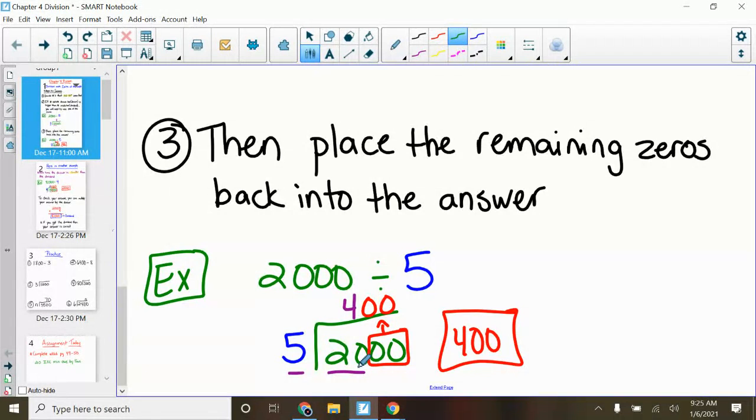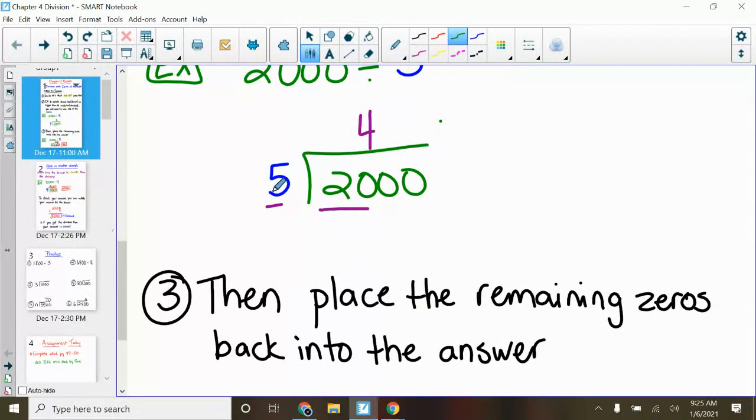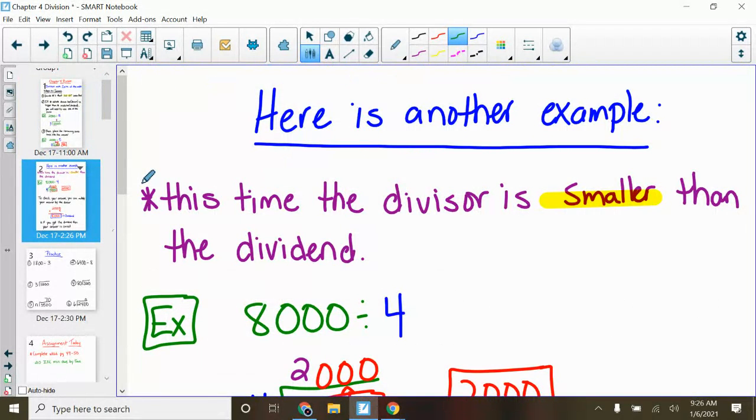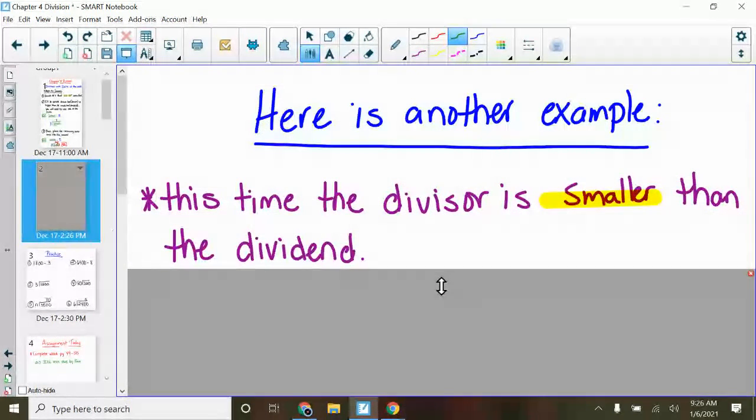Okay, so this was an example of when the number outside the box was bigger than the first number inside the box. Okay, so let's look at an example when it doesn't happen that way, when the number outside is actually smaller. Okay, so I'm going to jump to another page, and on this page you're going to see another example, but this time the number outside the box, the divisor, is going to be smaller than the number inside the box, which is the dividend. Okay, we're not going to do anything different.